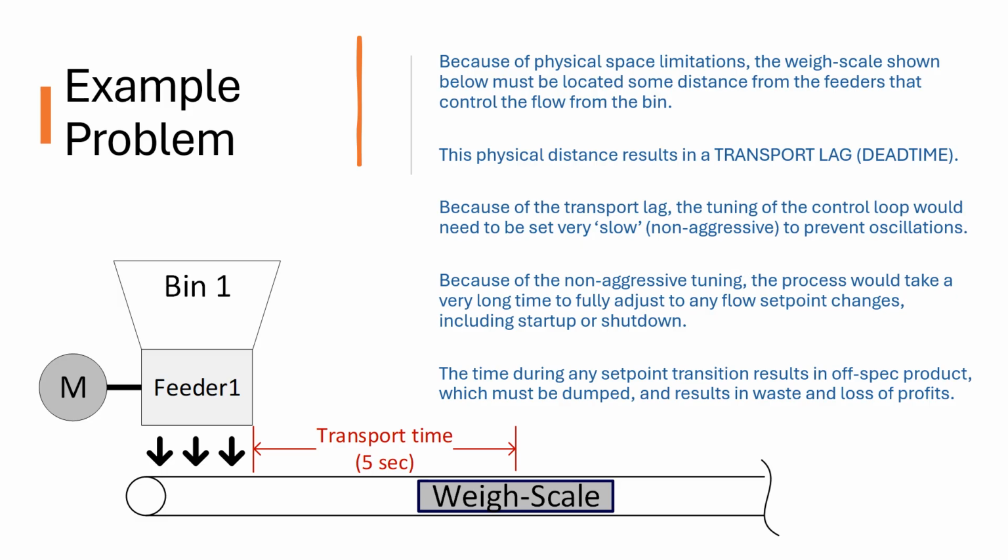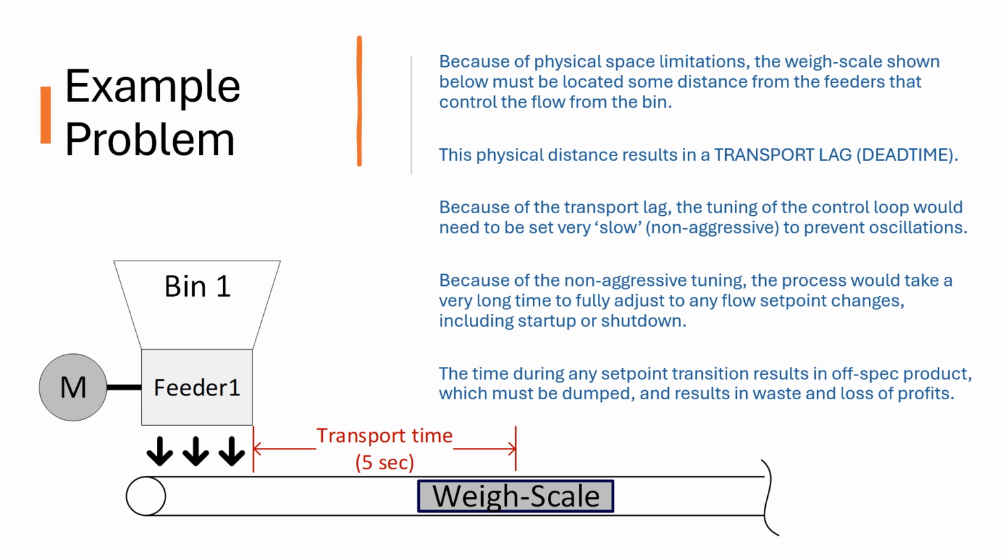The example that I'm going to talk about in this scenario is from an aggregate gravel feeder system that controlled the flow of the gravel based on a weigh scale that was on a conveyor. Because of the physical space limitations of the system, the weigh scale was located some distance from the feeders, and that resulted in about a 5-second transport delay time.